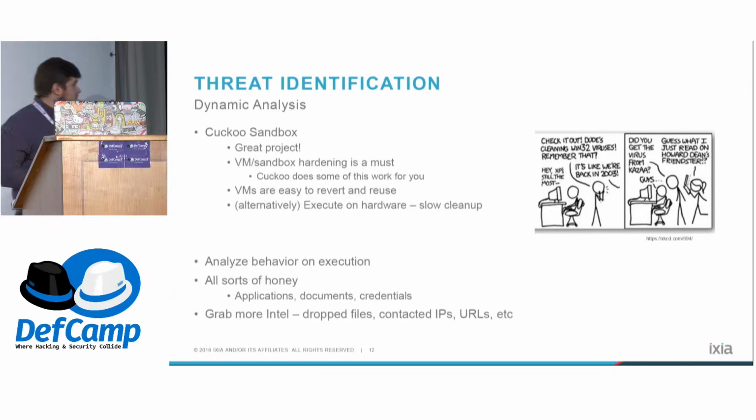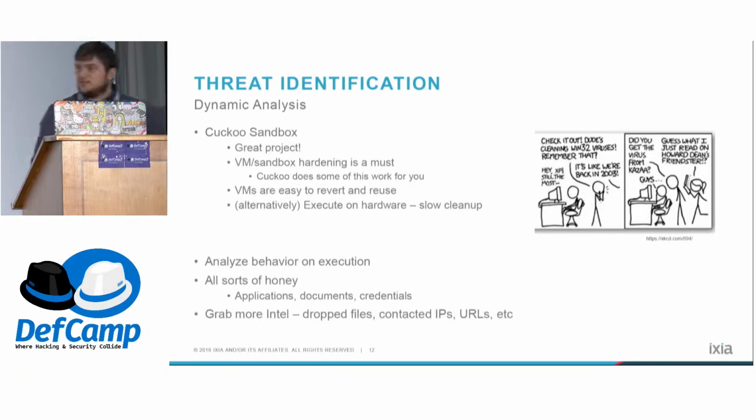So we have execution. We started analyzing behavior. To give the malware a helping hand, you also want to add some honey on your machine, okay? By installing applications, maybe vulnerable versions of applications, by leaving some fake documents lying around, fake credentials, anything they might be interested in exfiltrating. Then you start grabbing intel, and you will find a lot of it. You will find dropped files, you will find IPs, contacted IPs, botnet CNCs, and all the actions it undertook.